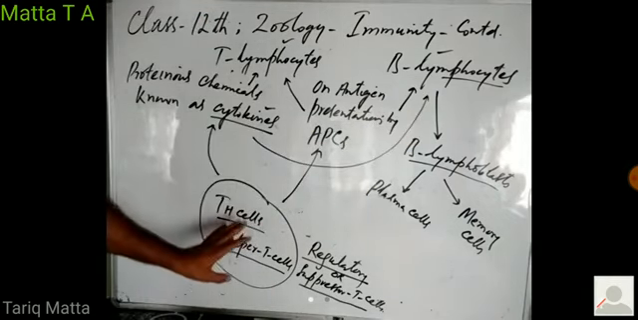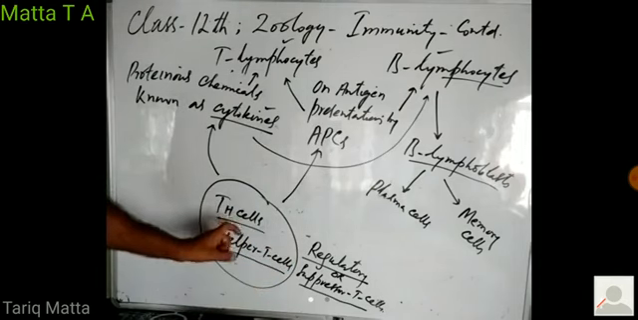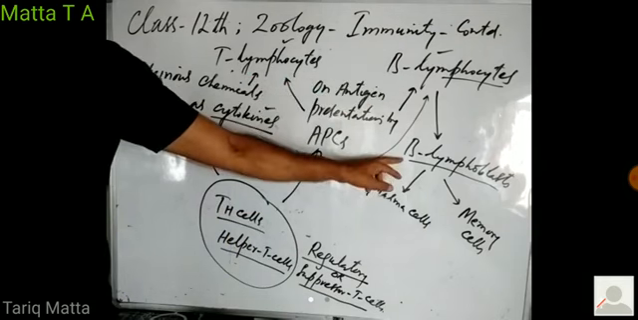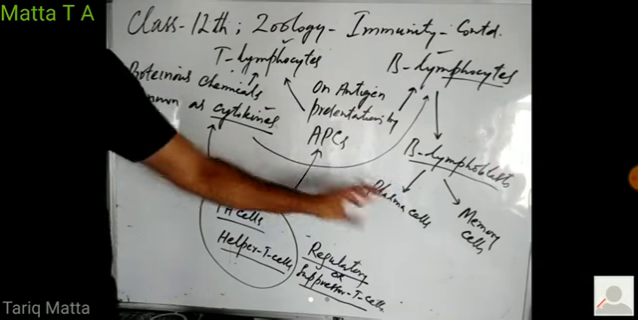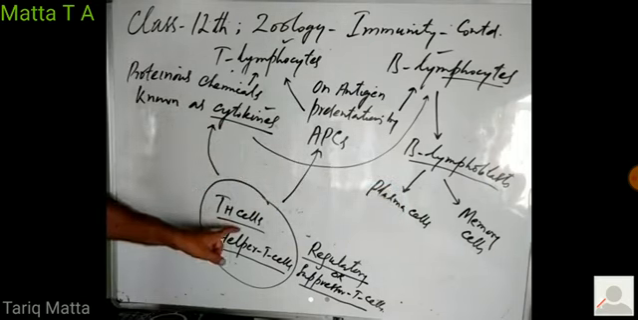If helper T cells are destroyed, the immune system is destroyed. If helper T cells are destroyed by the virus, then the whole immunity is shut down, because it is the helper T cell which stimulates T lymphocytes and B lymphocytes to change into T lymphoblast and B lymphoblast, to form other types of defensive cells. So the key of our immune system is the helper T cell, right?